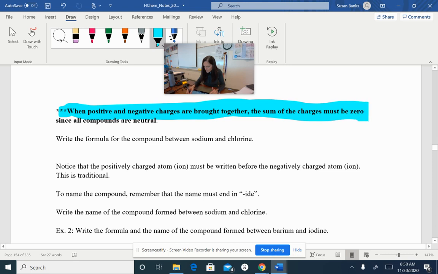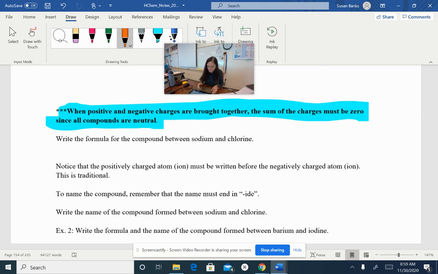So positive and negative charges always have to equal 0 when we bring them together. Okay? Since all compounds are neutral. So when we look at this, if I have sodium +1 and chloride -1, we're going to use the absolute value, 1 and 1. So the least common multiple between 1 and 1 is 1. So I just need 1 of each of these. So I'm going to need 1 sodium and 1 chlorine to equal 0. Positive 1 plus negative 1 equals 0.